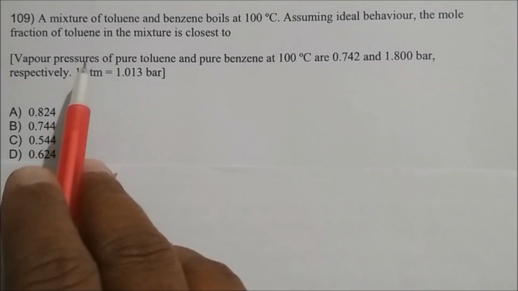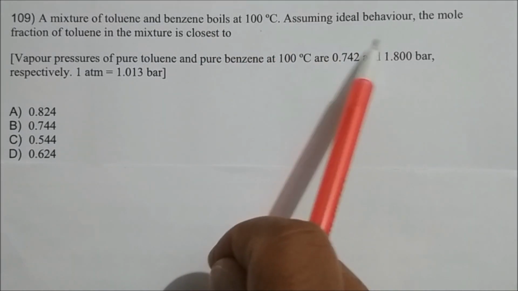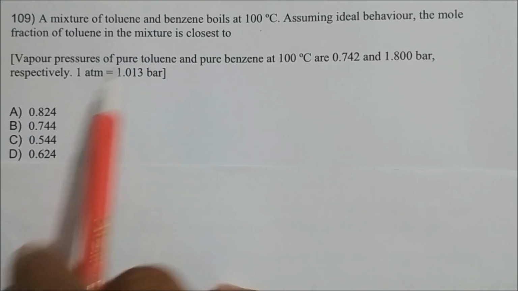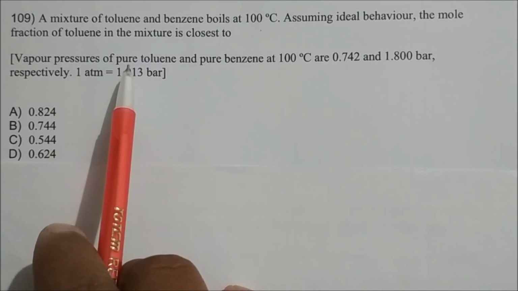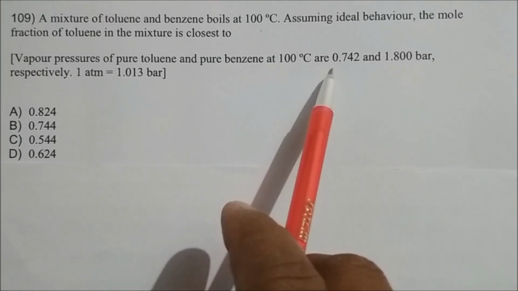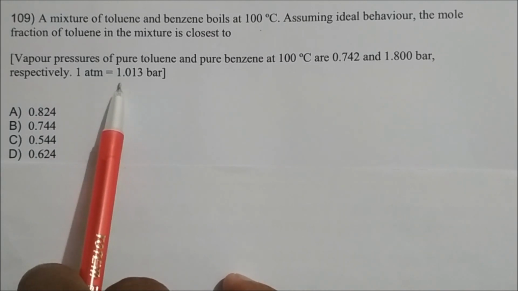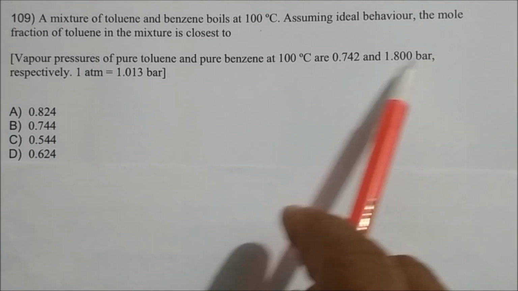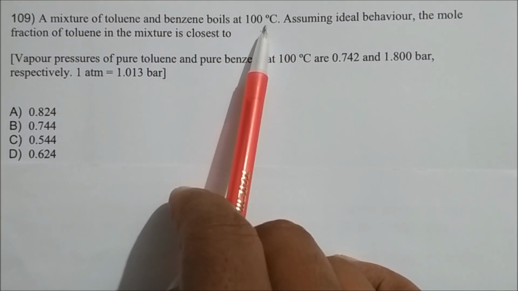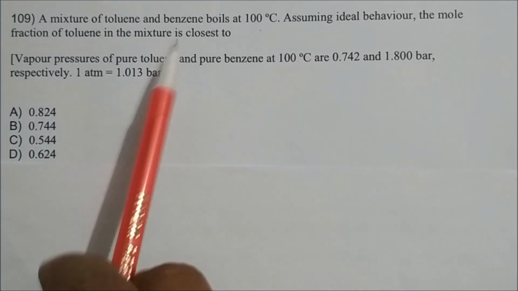A mixture of toluene and benzene boils at 100 degrees centigrade. Assuming ideal behavior, the mole fraction of toluene in the mixture is closest to what? The vapor pressures of pure toluene and pure benzene at 100 degrees centigrade are given respectively, and one more data is given: 1 atmosphere is 1.013 bar, so all are in bar. At 100 degrees centigrade it is boiling, so at that time the total pressure for toluene and benzene will be 1 atmosphere.